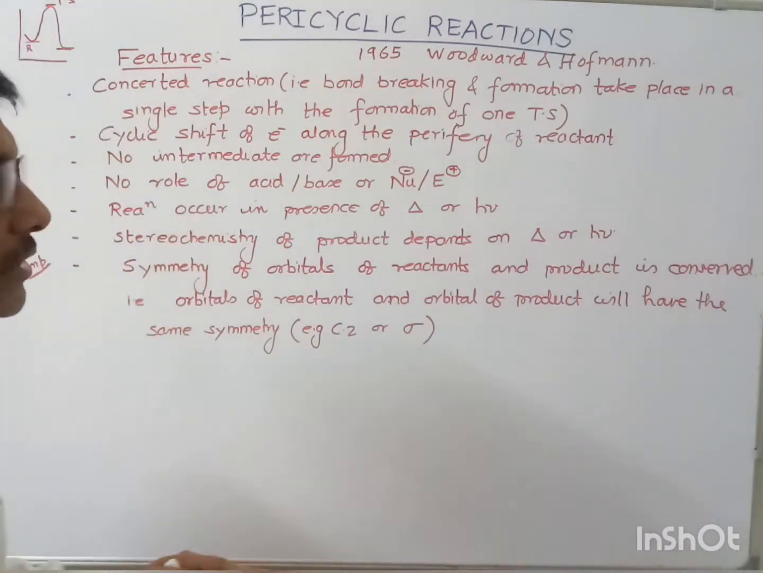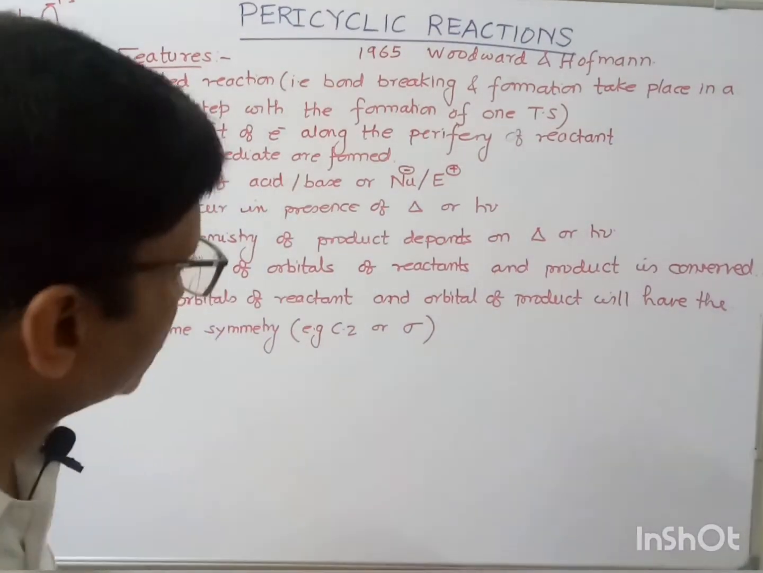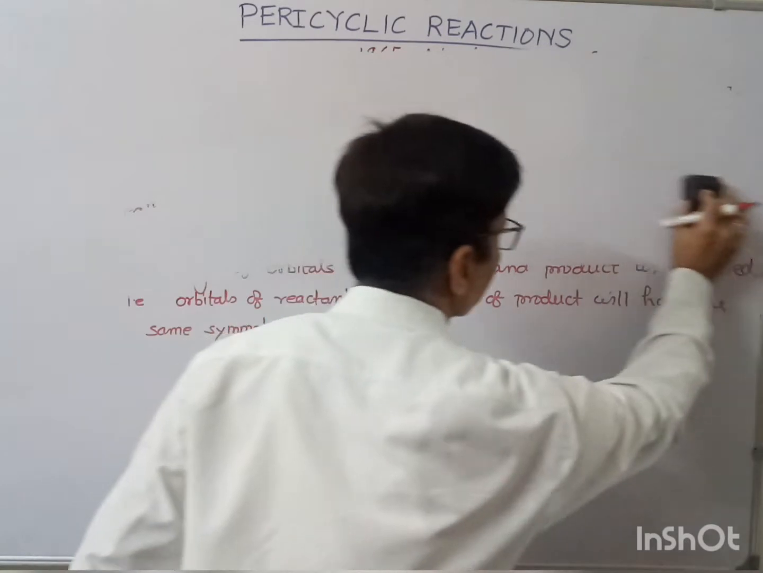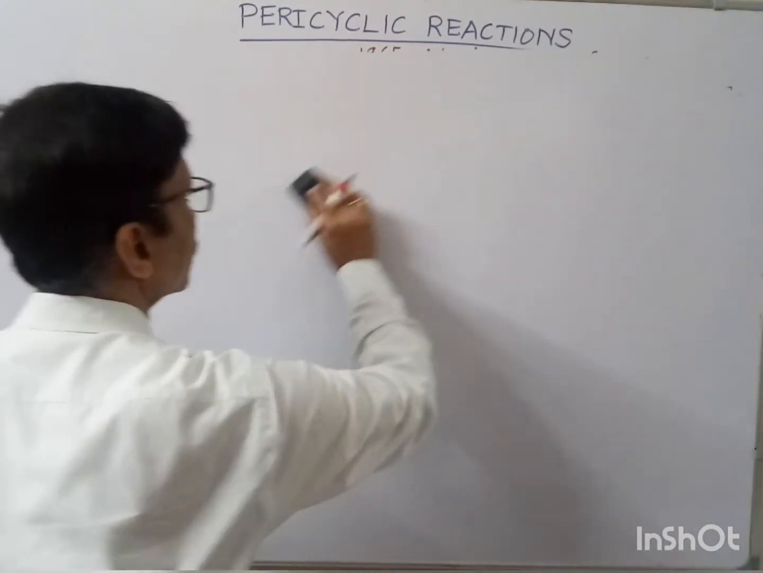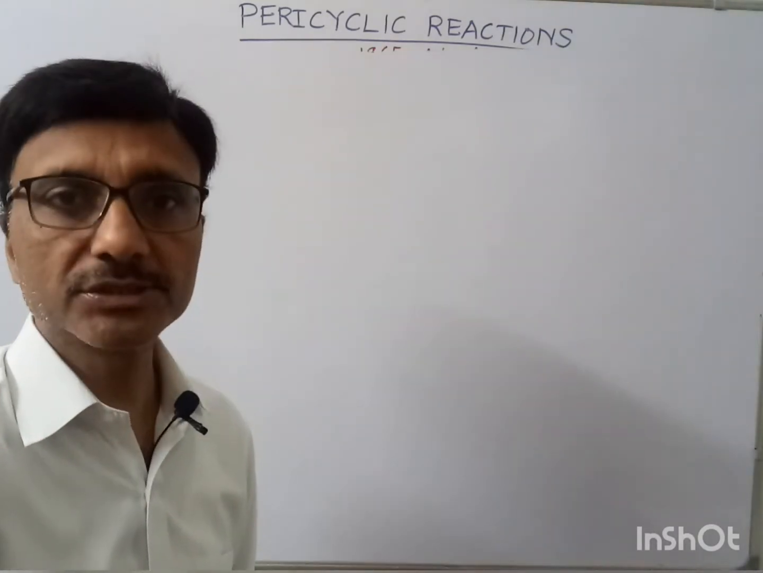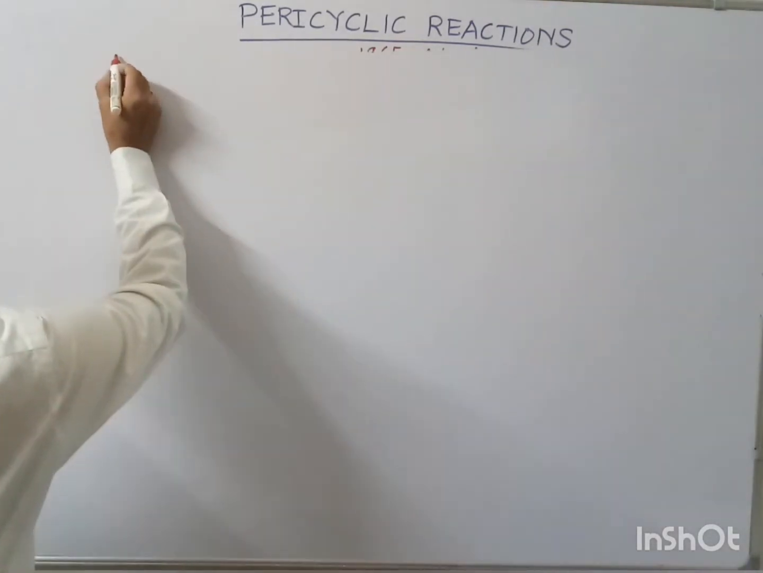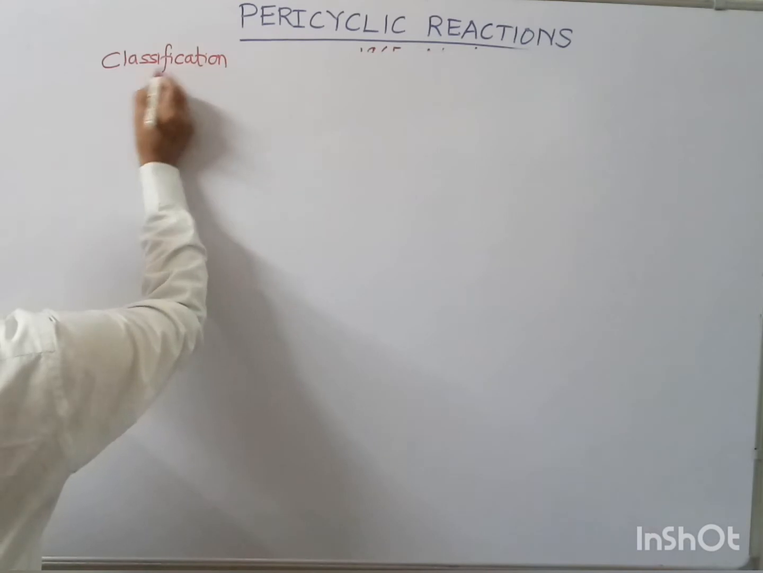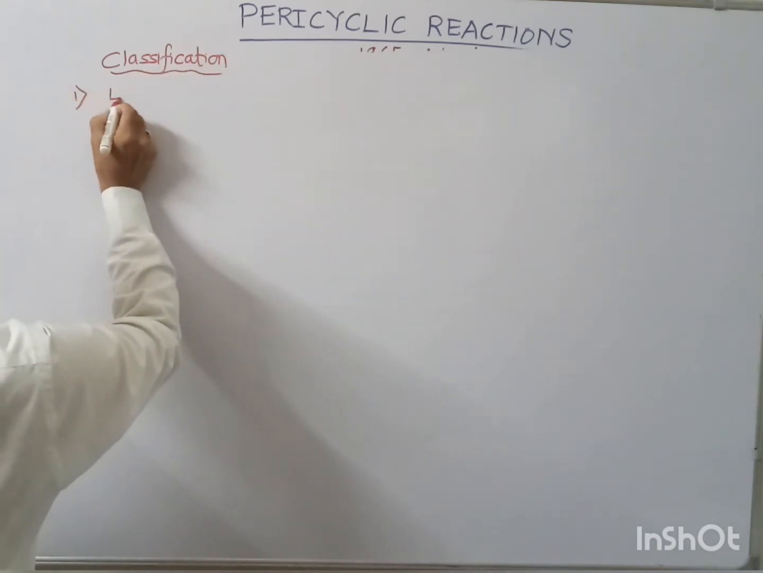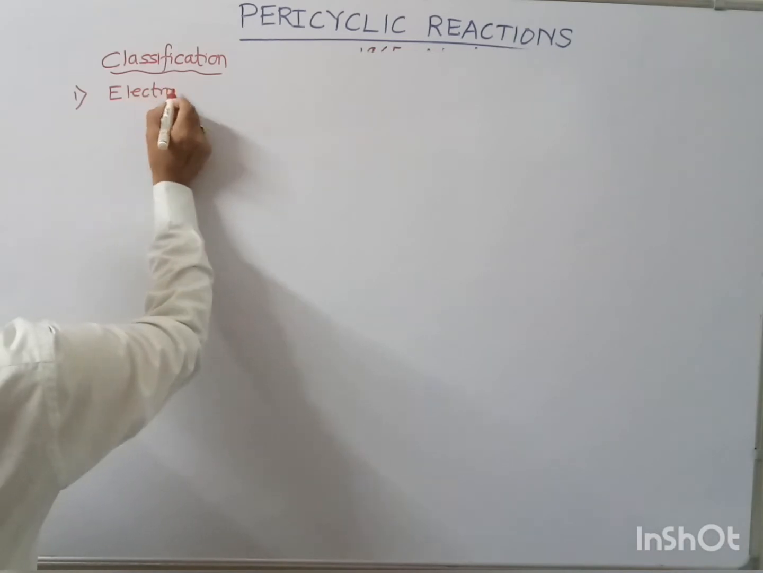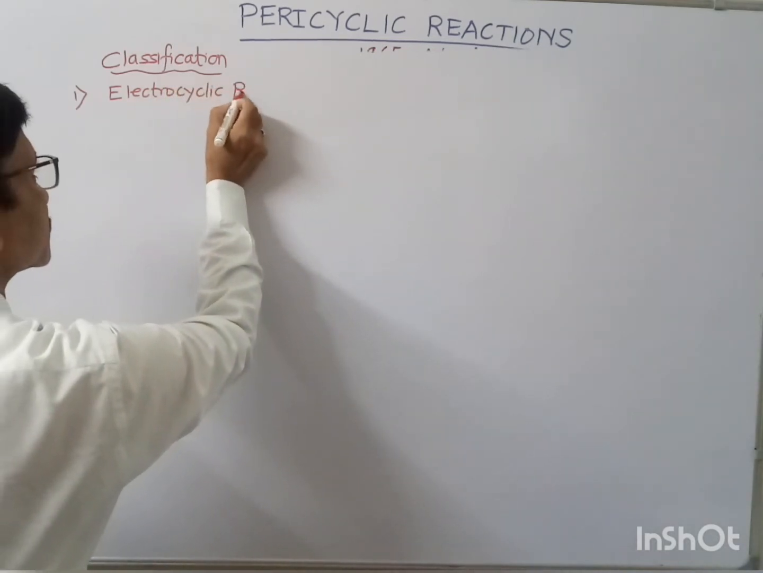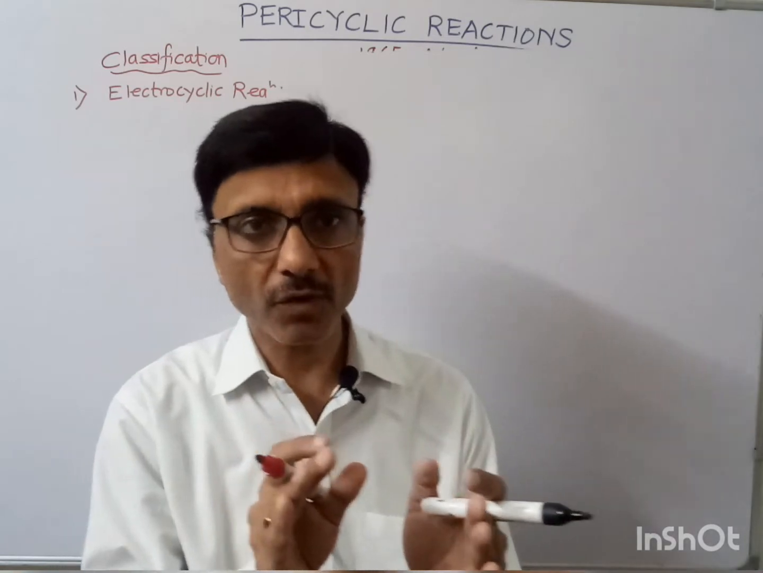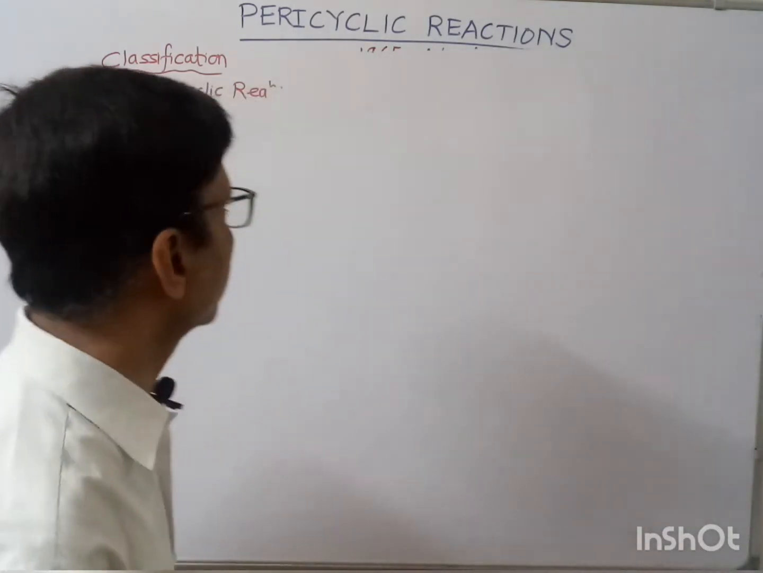So let's now come to the main classification of pericyclic reactions. Mainly, pericyclic reactions are classified into three types: electrocyclic reactions, cycloaddition reactions and sigmatropic reactions. So first is the electrocyclic reactions. What are these electrocyclic reactions? Here I will give you a brief, then we will see the details.